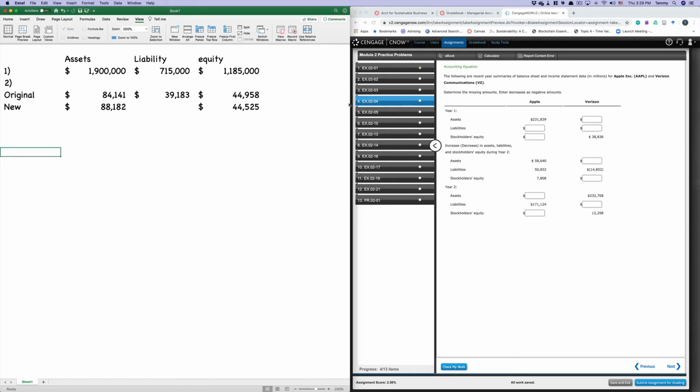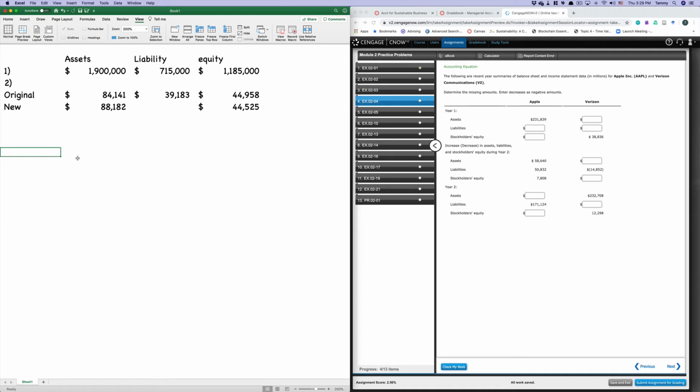It's interesting. For Apple, all we have here is 5 bits of information, and we need to fill in 4 blanks. And over here, for Verizon, we only have 4 pieces of information, and we've got to fill in 5 blanks. I love this kind of stuff. It's kind of like a Sudoku, you know?